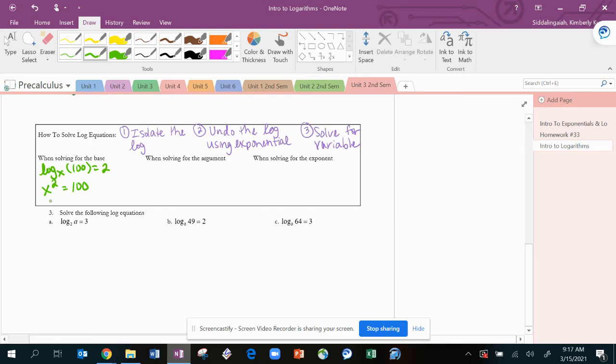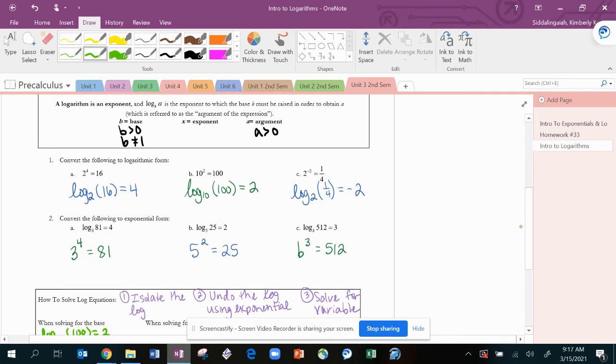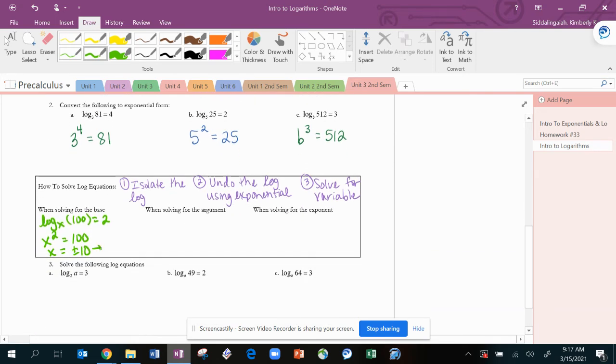Well, if I square root both sides, don't forget that plus or minus. When you square root, it always becomes an absolute value of x equals 10. So that's why x equals plus or minus 10. But if you remember way up here, the base has to be a number bigger than 0. So that means my answer is really just going to be x equals 10.